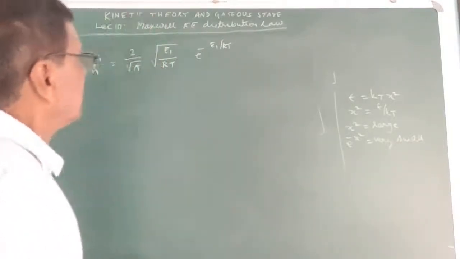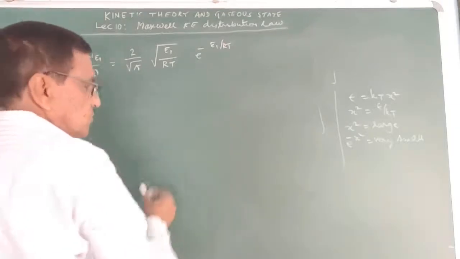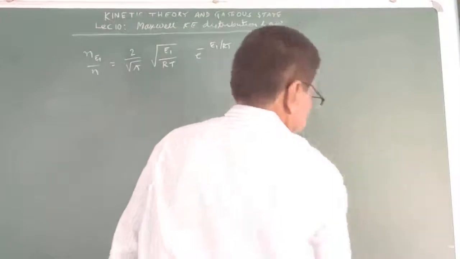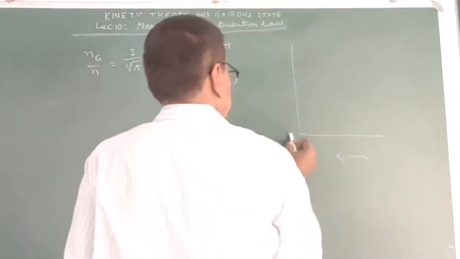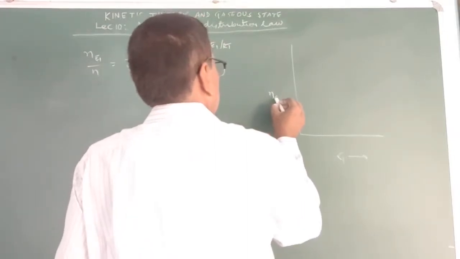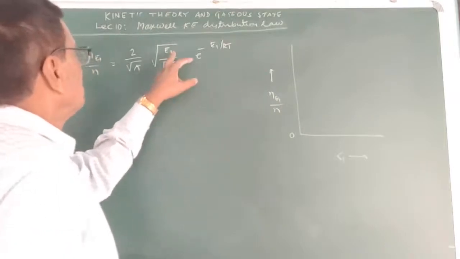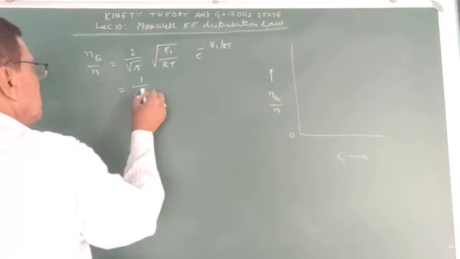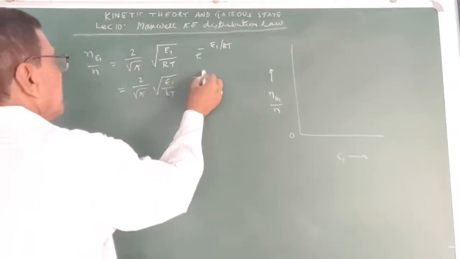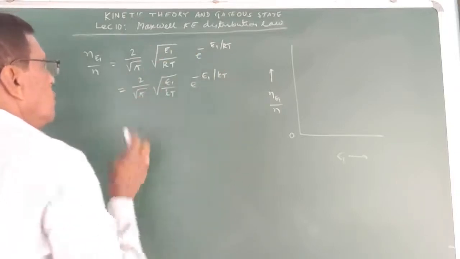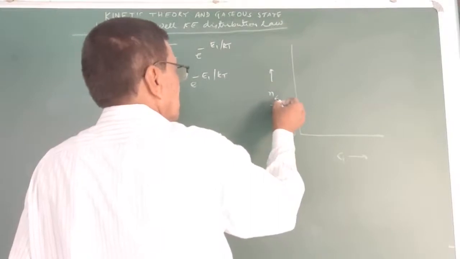If you draw this curve, how the temperature affects this value, the effect of temperature on this fraction, then here it is epsilon 1, here it is 0, and n epsilon 1 by n. So when epsilon 1 is equal to 0, actually you can write also root over 2 by pi into root over of epsilon 1 by kT, and e to the power minus epsilon 1 by kT. So n epsilon 1 is plotted against epsilon.